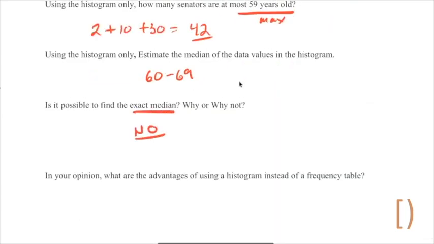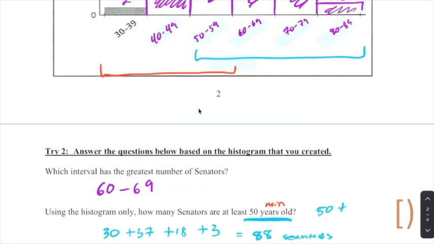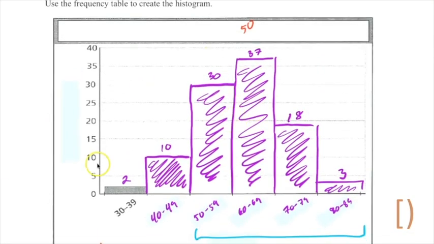Is it possible to find the exact median? No, we talked about this. We don't have data for it. In your opinion, what are the advantages of using a histogram instead of a frequency table? Answers vary, but for one, it's a lot prettier. Easier on the eyes to look at. Anyway, that's the lesson.